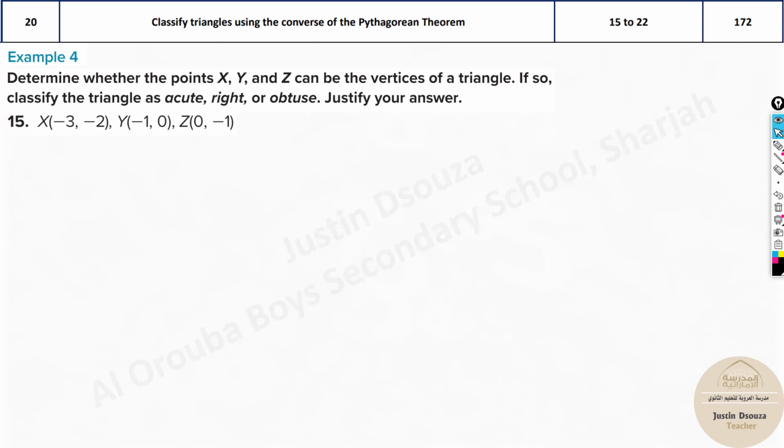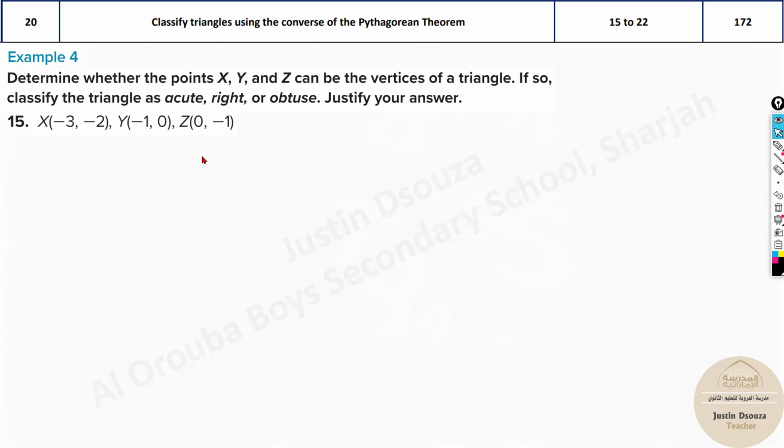So here they have asked us to determine whether the points x, y, z can be the vertices of a triangle. If so, classify the triangle as acute, right, or obtuse. Justify your answers. That is what they have asked. First of all, they have given us some coordinate points, right? This will be a long method because you need to find the distance between the sides.